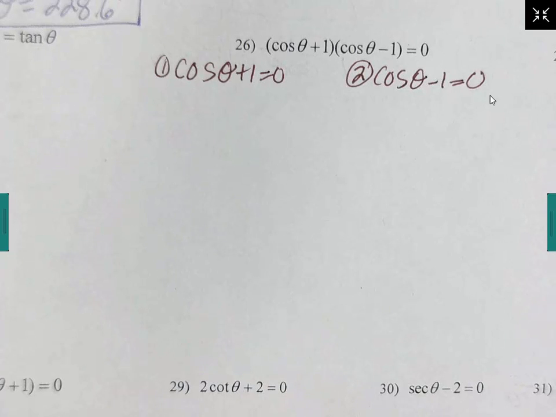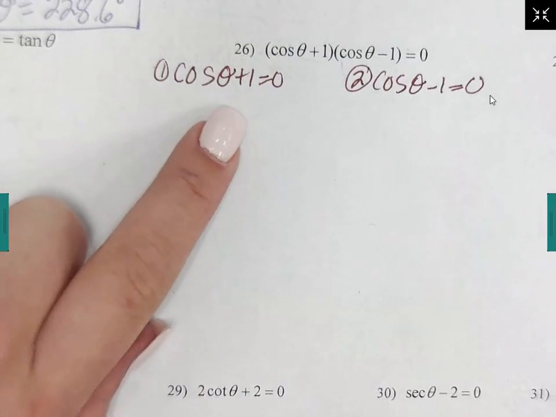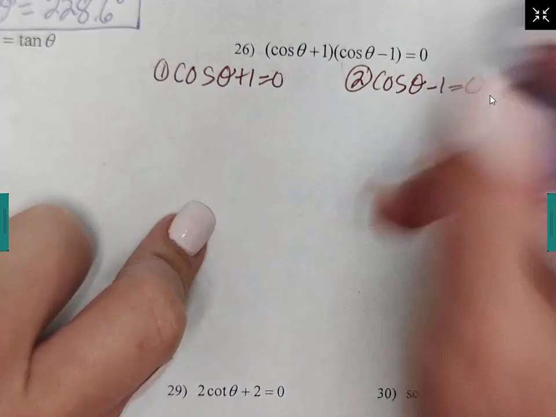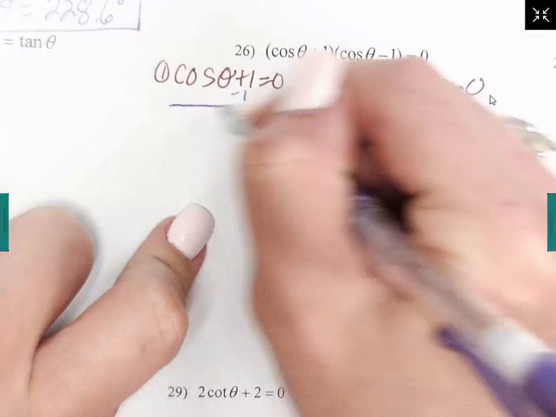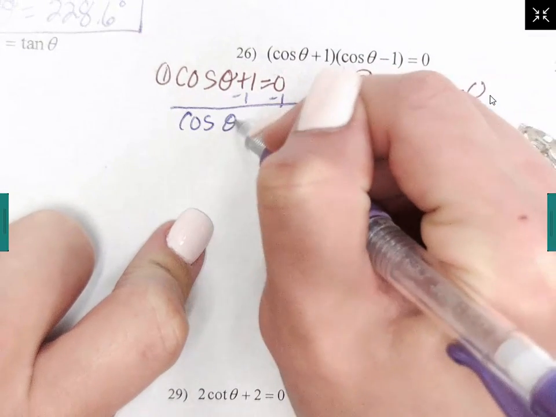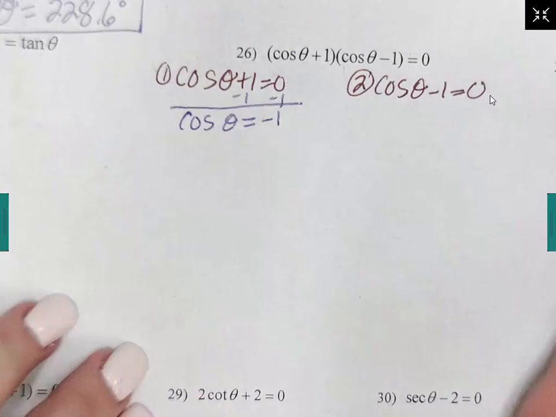Hey guys, can you hear me? We could do either one. Do you understand that distributing would give us the same answer? If we distributed, we'd get cosine squared of theta minus 1. We'd add 1 to both sides and then take the square root. So we'd have cosine of theta is equal to plus or minus 1, which is what we're about to have here. Because if we subtract 1 here, that gives us the cosine of theta is equal to negative 1, right?